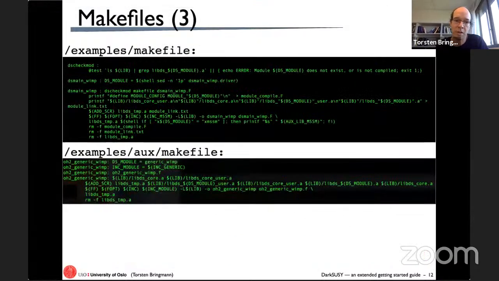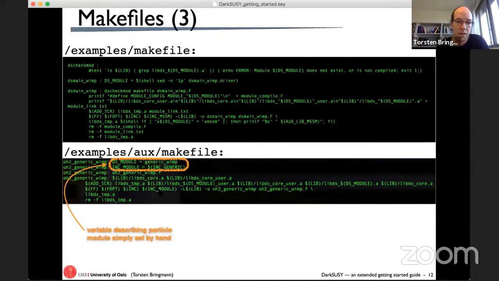Yeah, so for example, if we compare here the makefile, the important block in the makefile for the main program with just the relic density calculation for a generic WIMP, you see that here the module to use is determined automatically from the command line, while here we just directly define it. And then you can basically use, and that's what we will do in this tutorial, always just copy and paste the block like this.